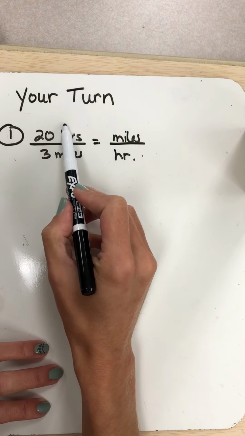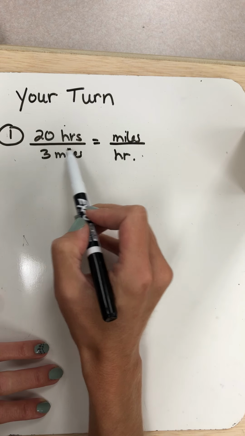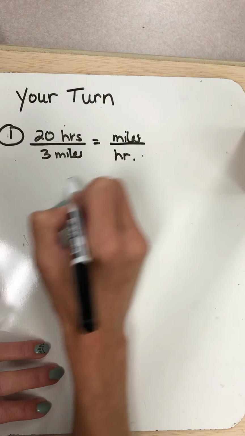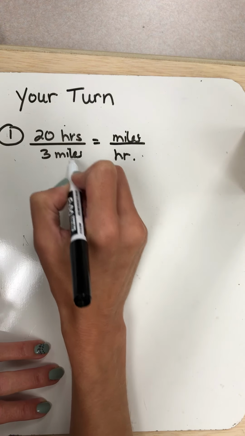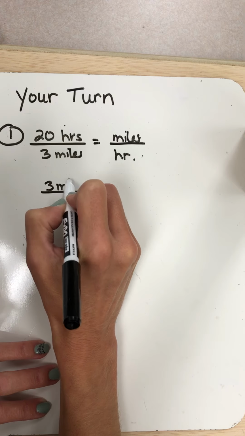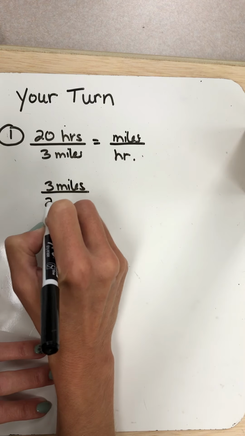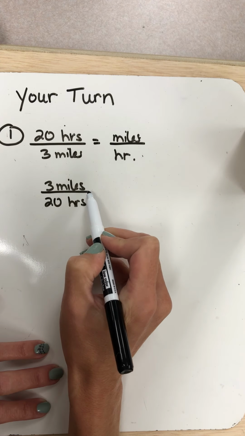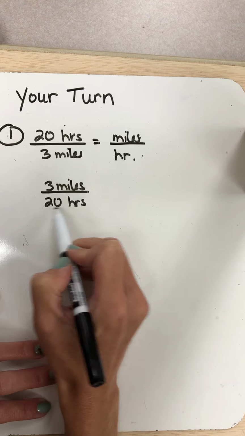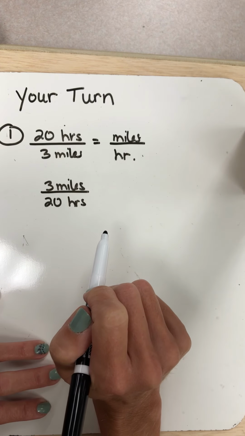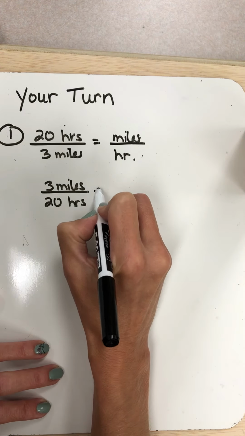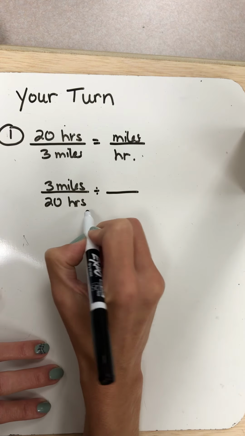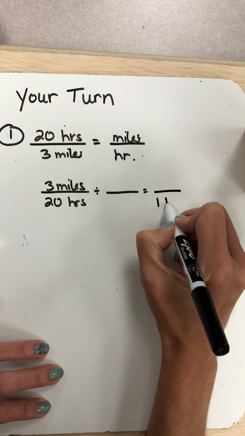Well, 20 hours to go 3 miles, but I just want to list that with miles in the numerator and hours in the denominator. So I want 3 miles and 20 hours. This is how I'm going to list my rate. But again, I don't want 20 hours, I want 1 hour, because that makes way more sense to my brain. So I need my denominator to not be 20 hours. I need it to be 1 hour.